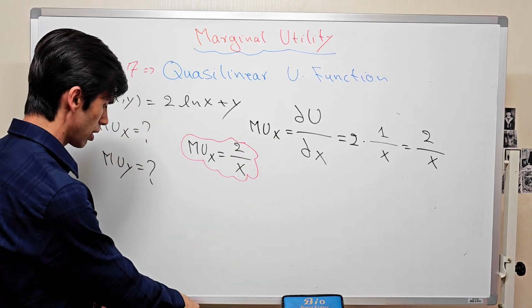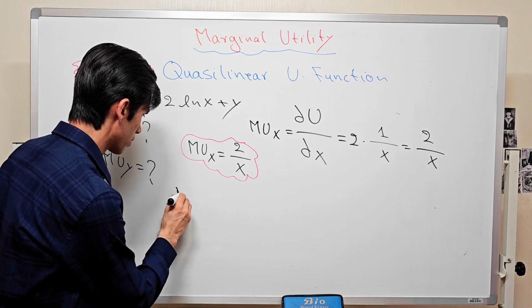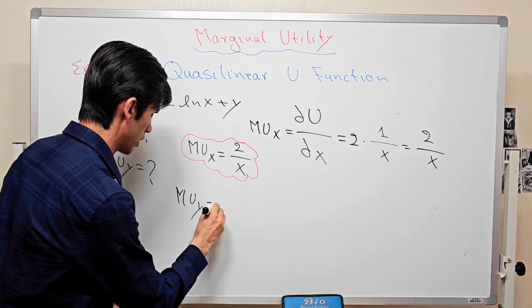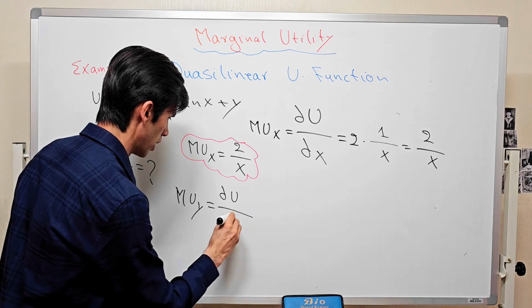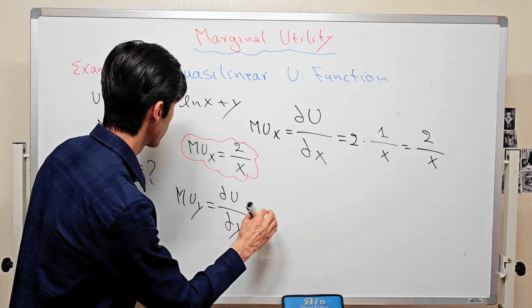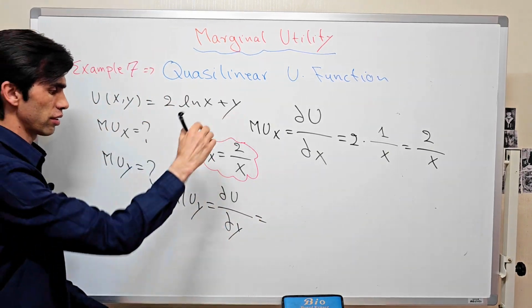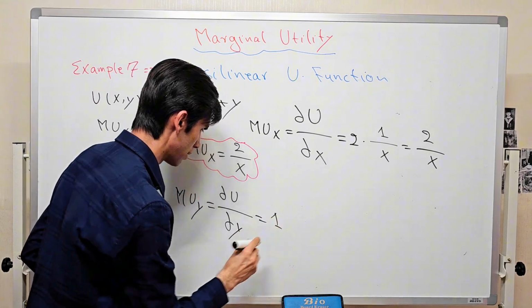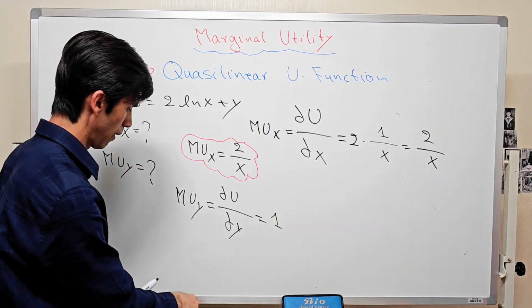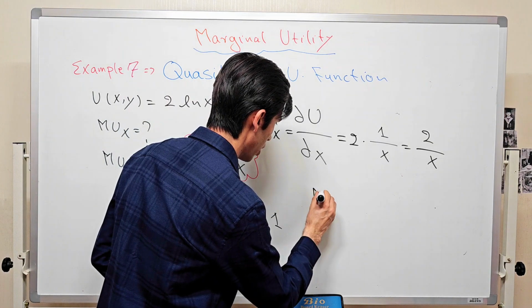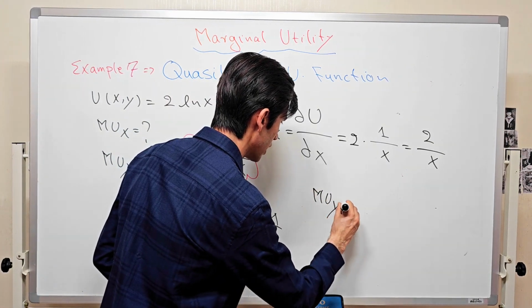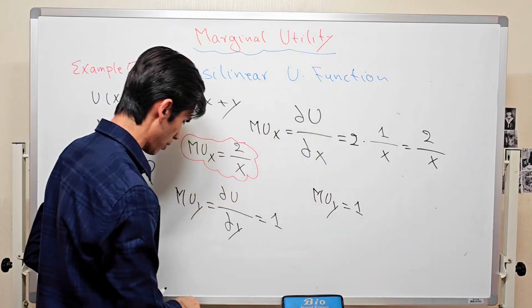So now let's find out the marginal utility of y. MUy is the partial derivative of utility with respect to y this time. The partial derivative of this utility function with respect to y is just simply 1. So it means the marginal utility of y is just a fixed number, which is 1.